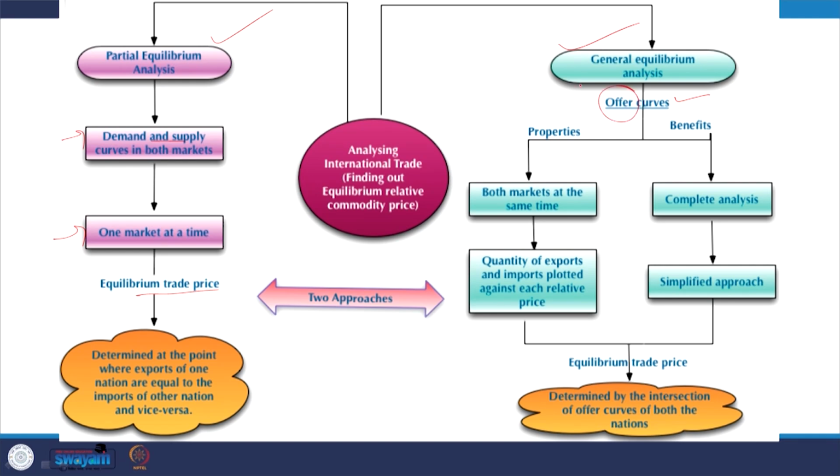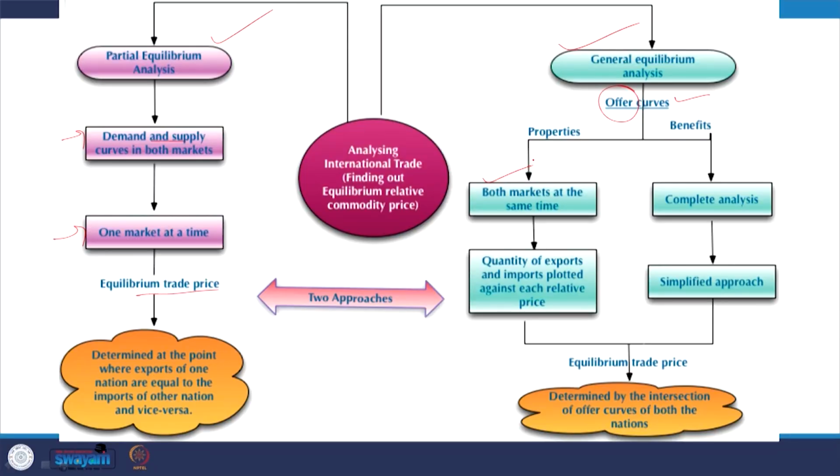We already explained the overview of offer curves and general equilibrium analysis in the previous lecture, but it is still always required to clarify the step by step understanding of offer curves. We have the content for this lecture. The next lecture will have applications of it, with examples. What is important is that both markets are considered at the same time in the general equilibrium setup, and it is a complete analysis and also a simplified approach to determining the equilibrium trade prices, which are going to be accepted by all the participating countries.